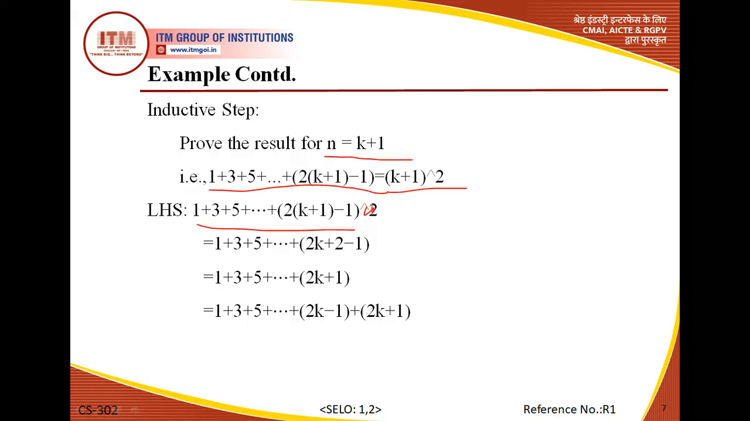What is the LHS? LHS is 1 plus 3 plus 5 up till 2(k plus 1) minus 1. Now please solve this. After solving this, we would reach 2k plus 2 minus 1. Now it would become 2k plus 2 minus 1. After that, you would solve this, it would become 2k plus 1. So the final thing that we have got is 1 plus 3 plus 5 up till 2k plus 1.